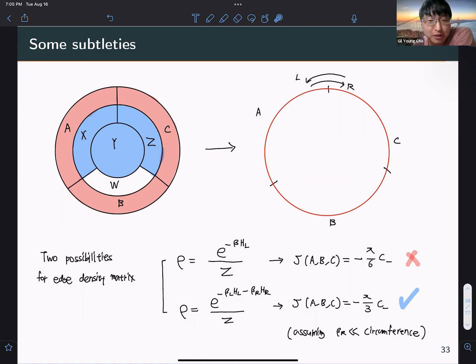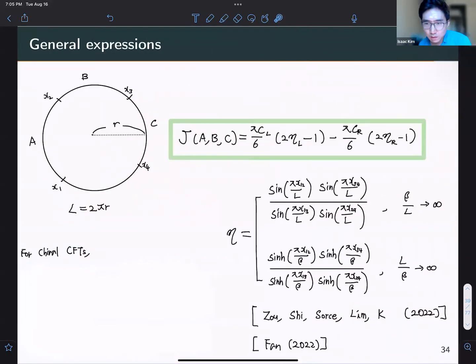If you look at the next slide, at the most general expression, it looks like the following. C left is the central charge for the left moving mode, C right is for the right moving mode, and you have this eta. Let me remind you again that we're considering a circle here. And I'm considering a slightly more general scenario in which A, B, and C is not covering the entire thing, but I'm allowing this extra region to be possible.